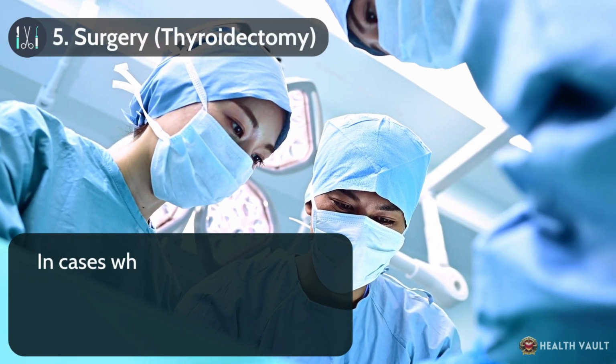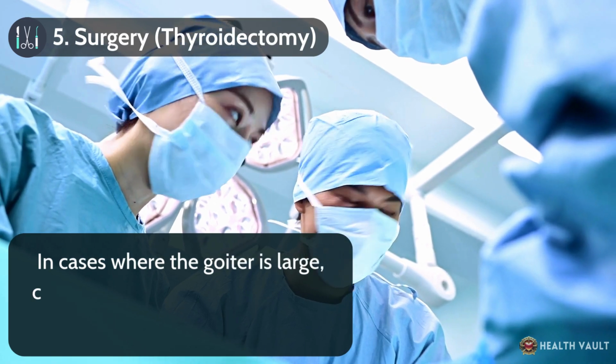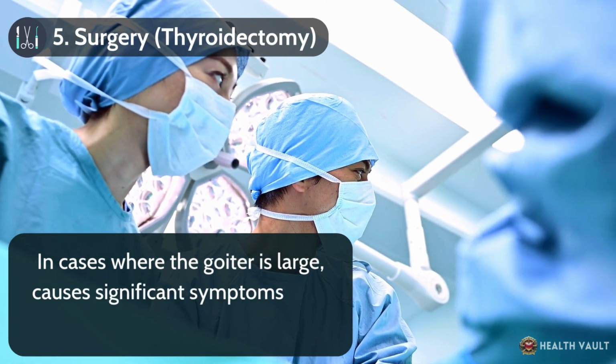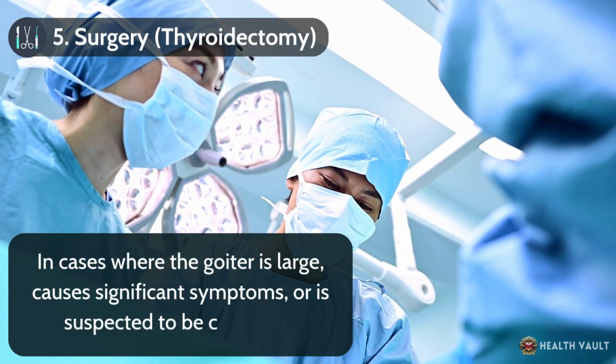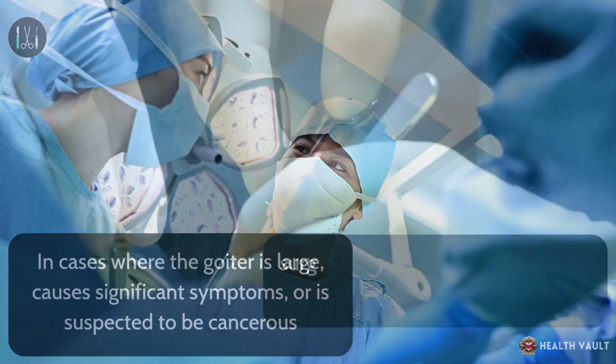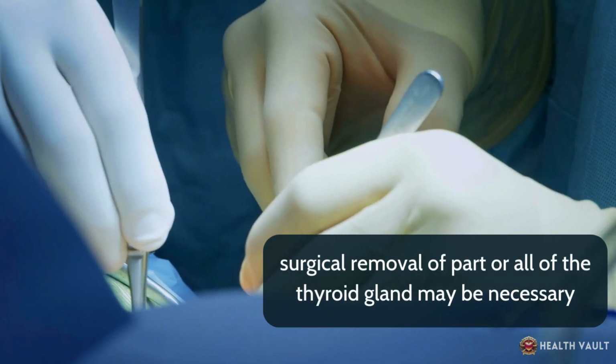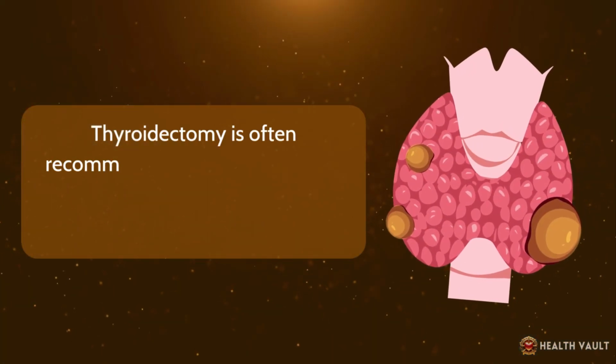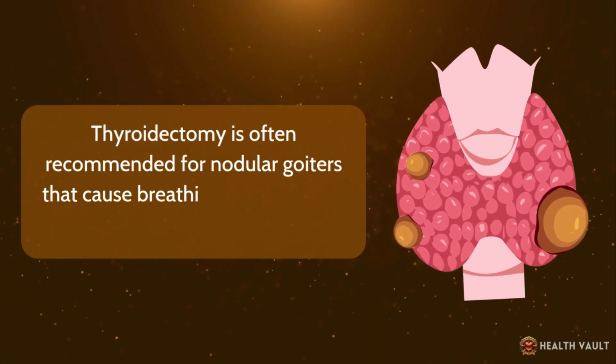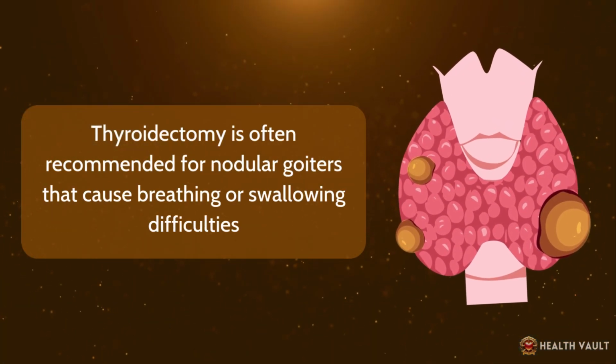Number 5. Surgery, thyroidectomy. In cases where the goiter is large, causes significant symptoms, or is suspected to be cancerous, surgical removal of part or all of the thyroid gland may be necessary. Thyroidectomy is often recommended for nodular goiters that cause breathing or swallowing difficulties.